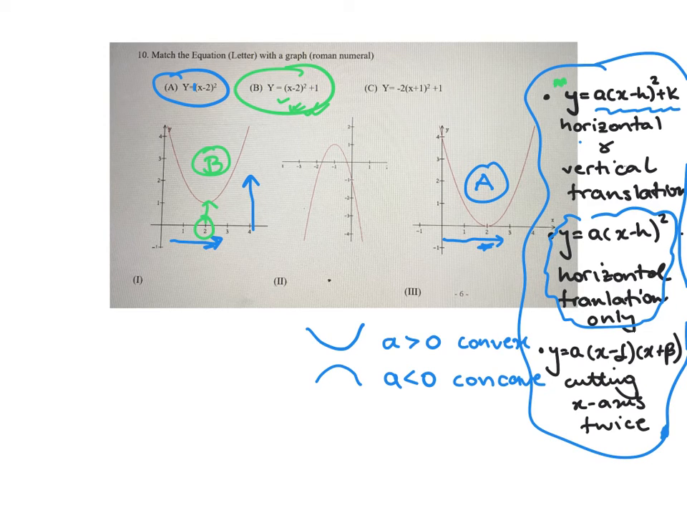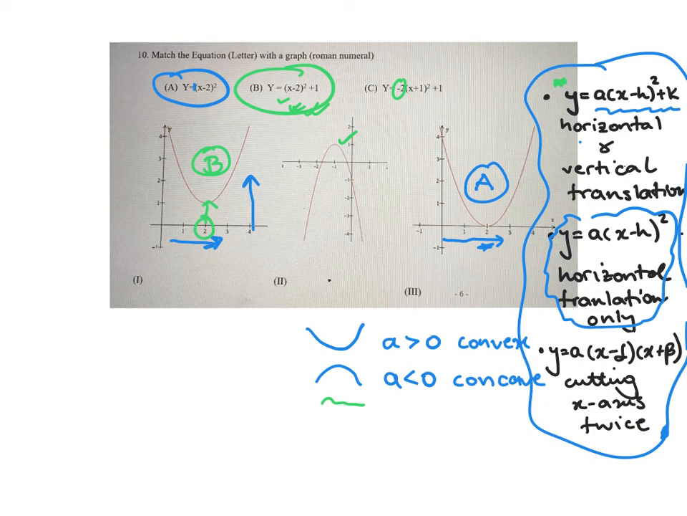We are left with one more, and there's only one left. We can say this one is C, but again, we're going to double check. The value of A is negative 2, so it's less than 0. So we're looking for the shape that is concave, which is this one here. So yep, tick the box, we do have a concave shape.